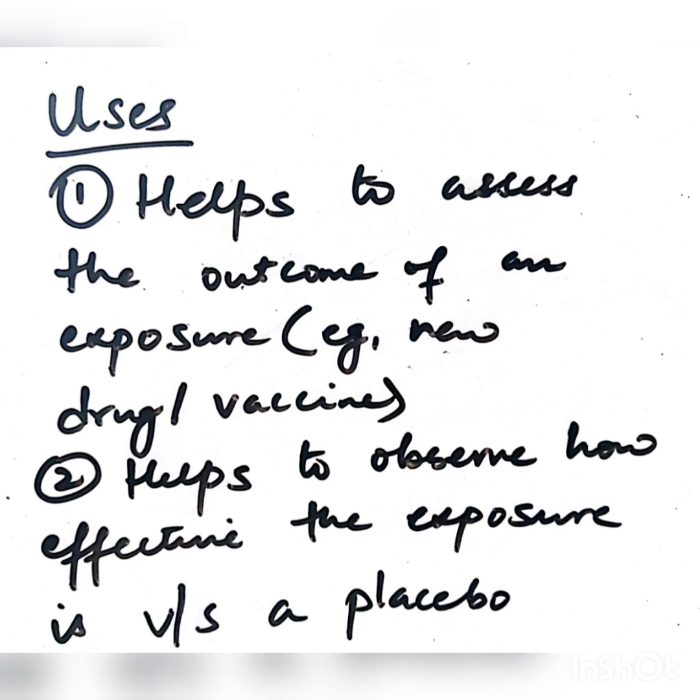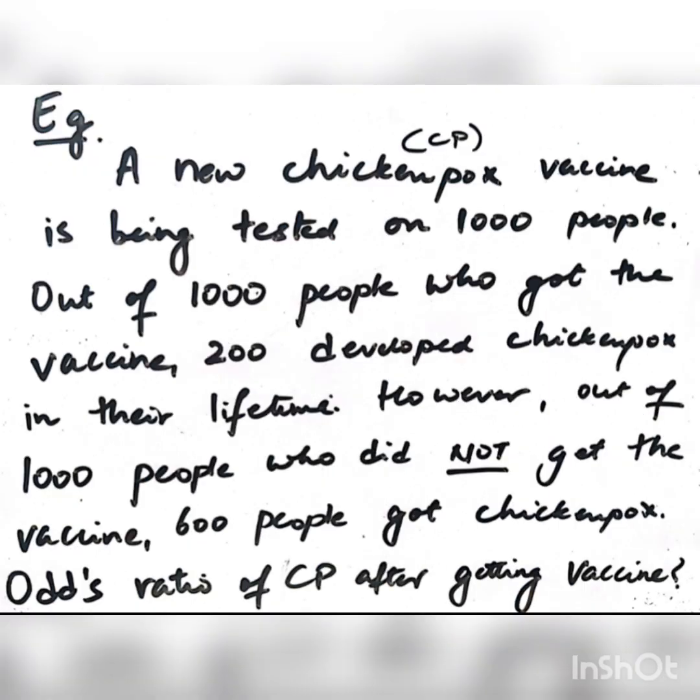Let's have a look at what the question for today is and how we can solve it. The question here is straightforward. Again, it may come in 1,000 different ways in the PEBC, but for the ease of simplifying the question and making you guys understand, I'm giving you a straightforward question, where a new chickenpox vaccine, where CP stands for chickenpox, is being tested on 1,000 people.